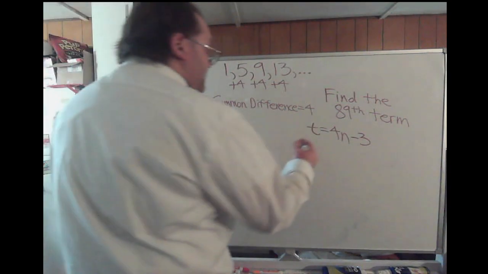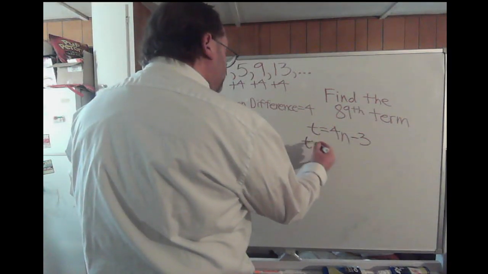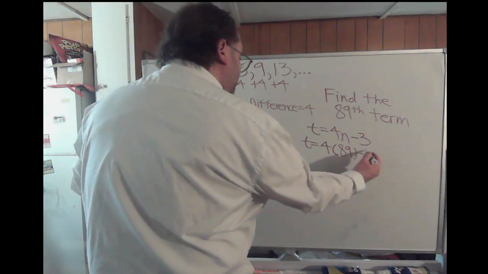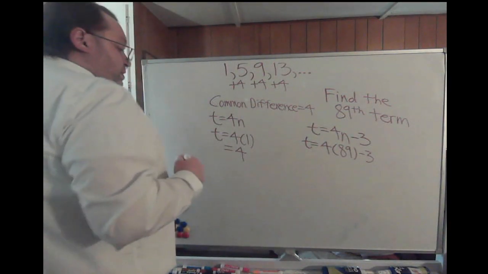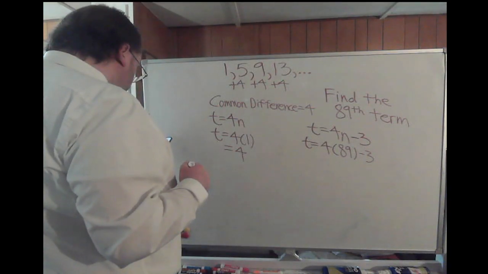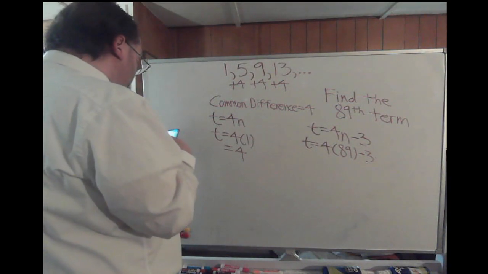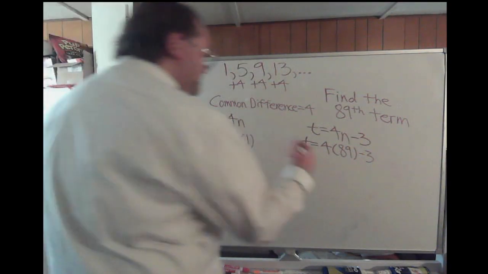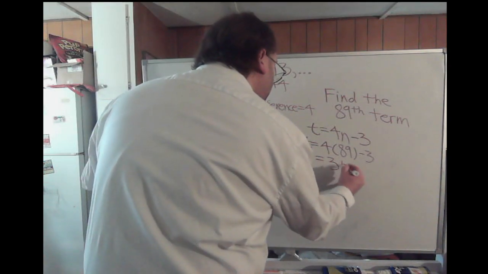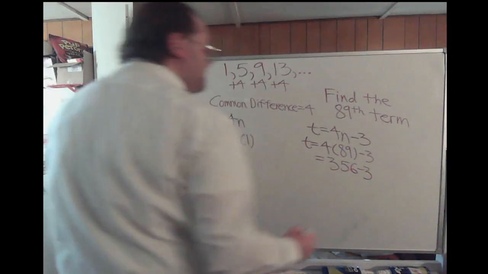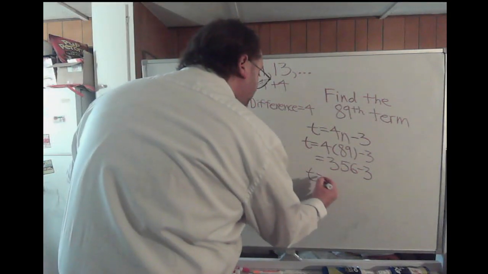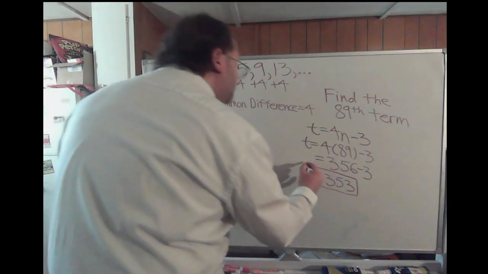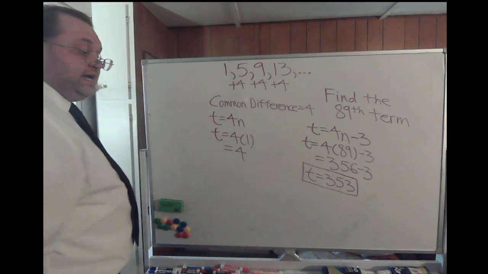Now we can go and find the 89th term. So the term is going to be equal to 4 times the term 89 minus 3. Okay. Let's figure out what 4 times 89 is. 4 times 89 is 356. So it's going to be 356 minus 3, which we know would be 353. So the 89th term of this sequence is going to be 353.